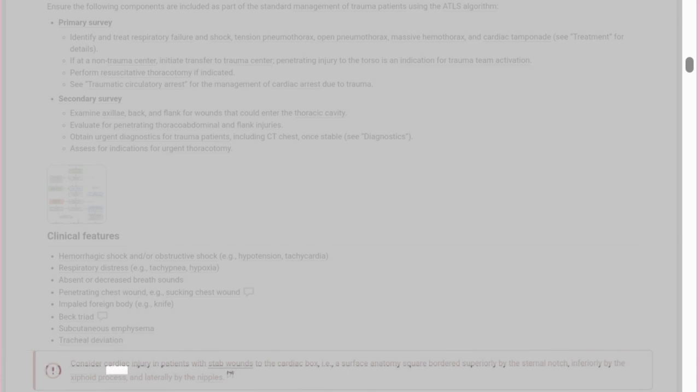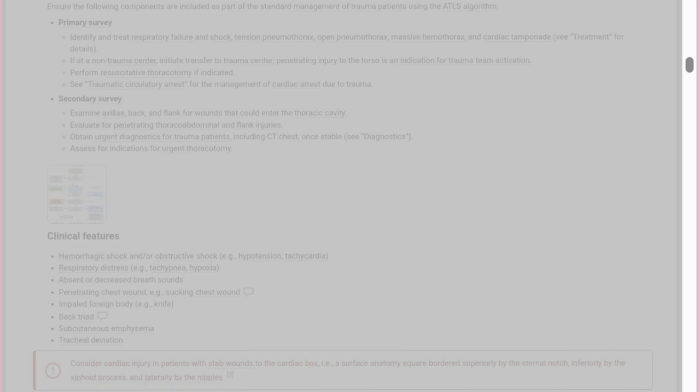Consider cardiac injury in patients with stab wounds to the cardiac box, i.e., a surface anatomy square bordered superiorly by the sternal notch, inferiorly by the xiphoid process, and laterally by the nipples.